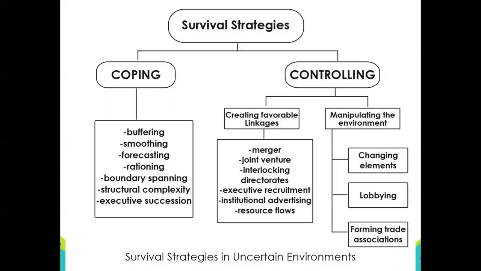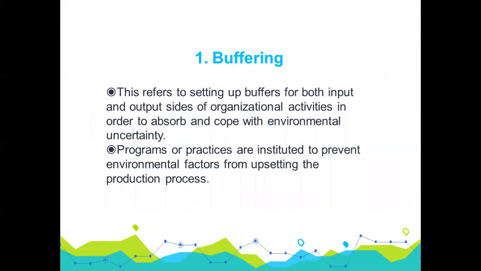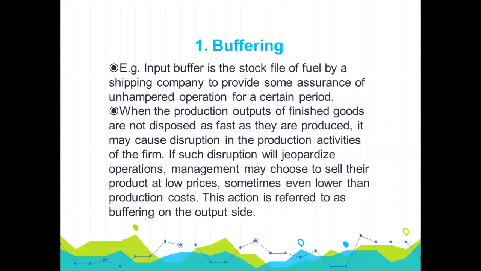Survival strategies in uncertain environments. Coping strategies are those used to protect internal operations from the harmful effects of changes in the environment. We have one, buffering. This refers to setting up buffers for both input and output sides of organization activities in order to absorb and cope with environmental uncertainty. Programs or practices are instituted to prevent environmental factors from upsetting the production process.